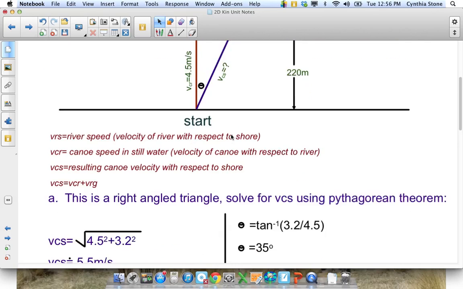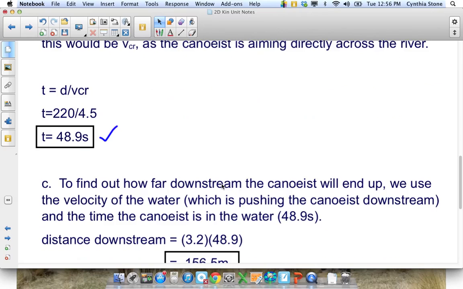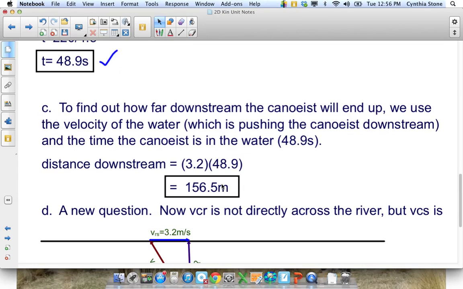Okay, so coming down to here, to find out how far downstream the canoeist will end up, we use the velocity of the water and the time it's in the water for. So 156.5 meters is where it ends up. That's a pretty good answer, makes sense, in 50 seconds at 3 meters per second.